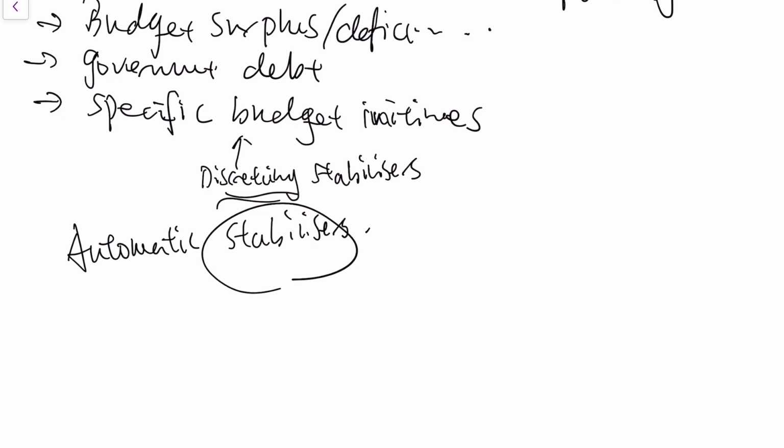So automatic stabilizers are the things like income tax and unemployment benefits. So they go up and down automatically. So when economy is good, people earning more money, more people are employed, more income tax collection, less unemployment benefit, automatically.